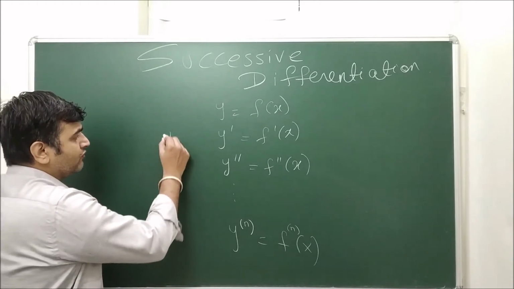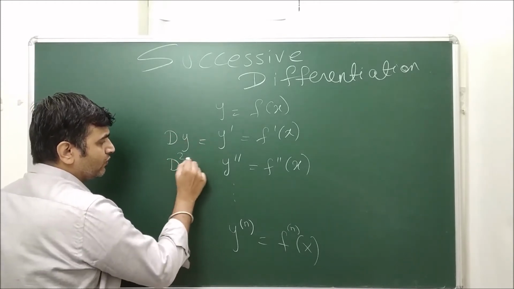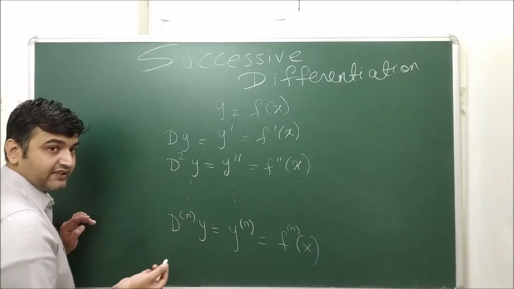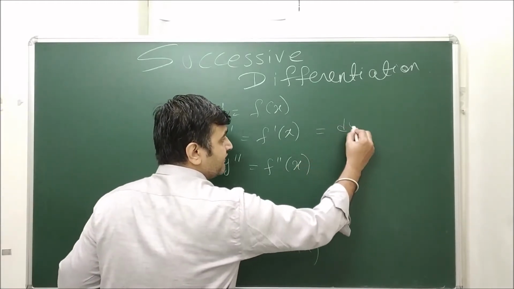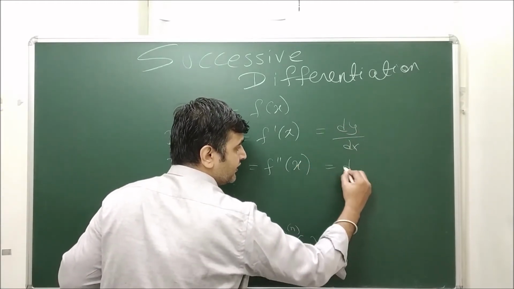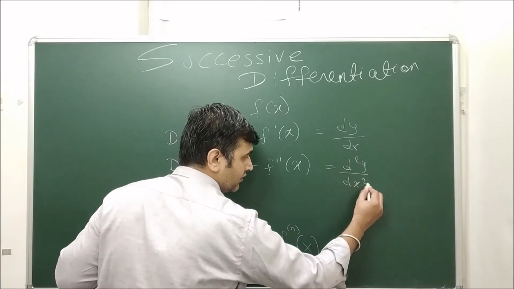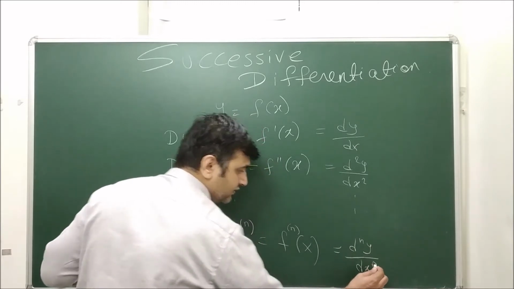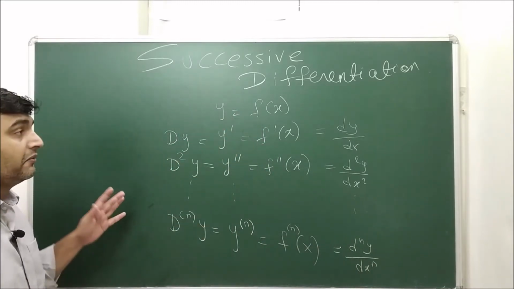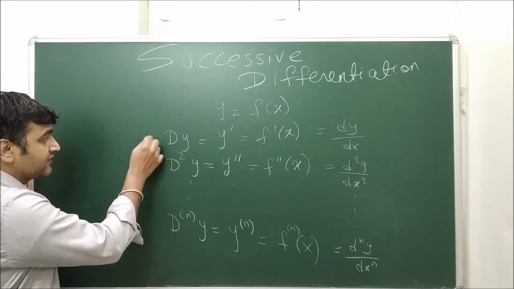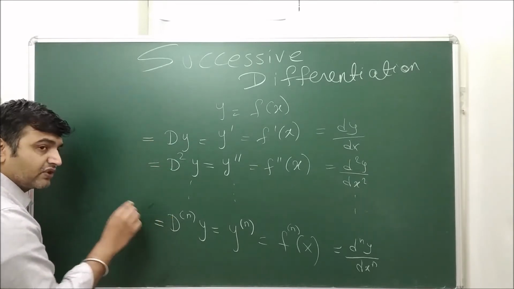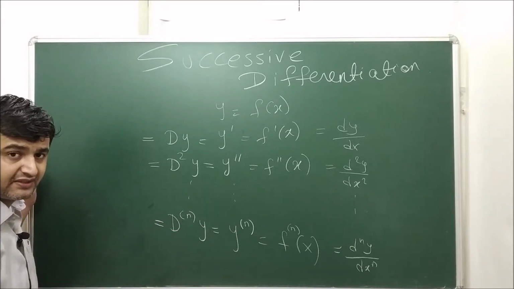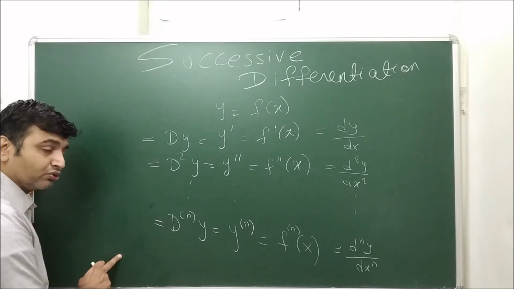Another notation you must have seen is Dy, D2y, up to Dny. Some other notations are dy by dx, then d2y by dx square, up to dny upon dx raised to n. But in successive differentiation, we use a slightly different notation just for convenience, because when we work with the general example, these notations will help you.